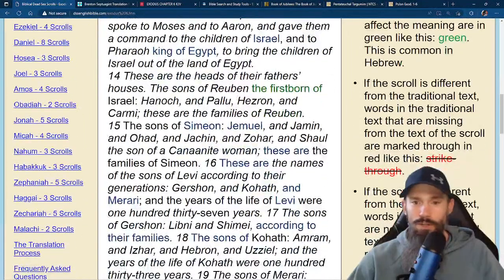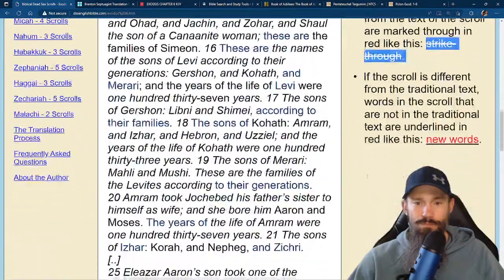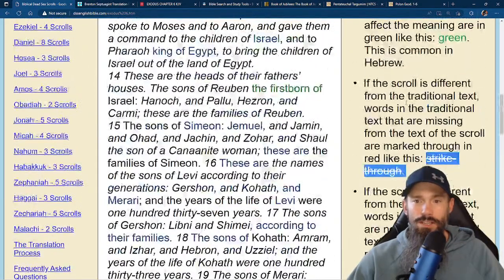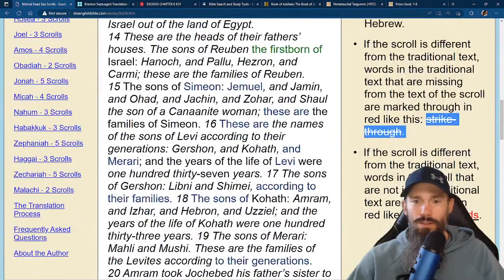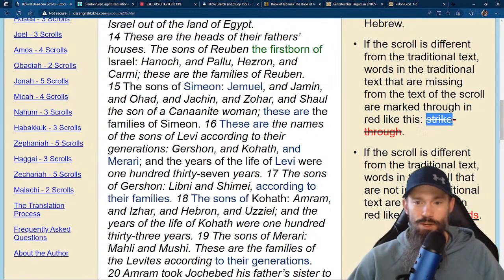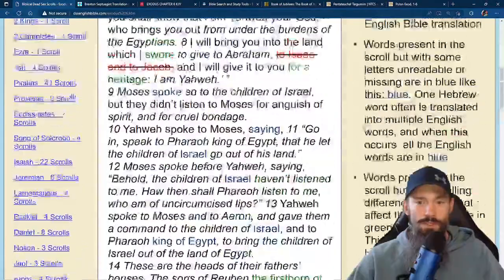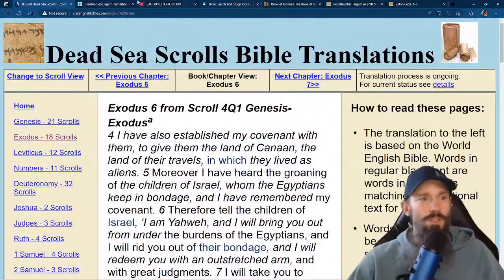If the scroll is different from the traditional text here, then the words of the scroll are marked through and read like this. The text that is missing from the text of the scroll that's in the traditional text is struck through. If the text in the scroll is missing from our text, it'll be like this, and you can see right there in red. So you can see what's in the Dead Sea Scrolls and what's not.